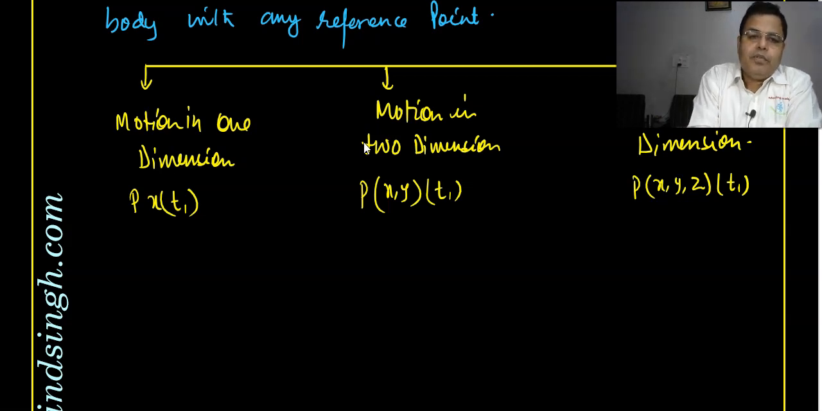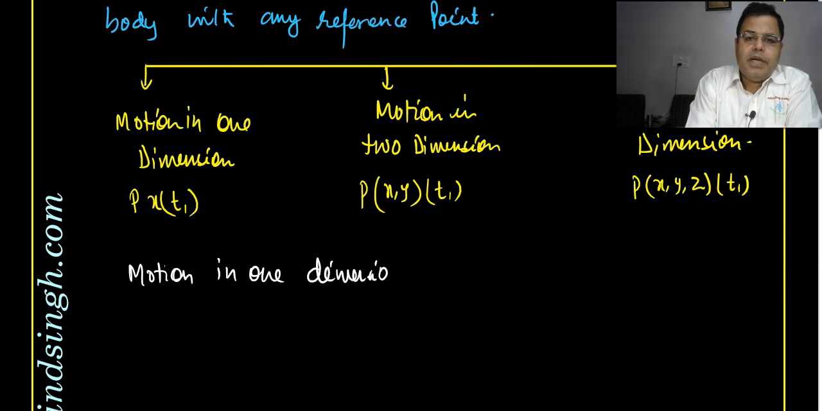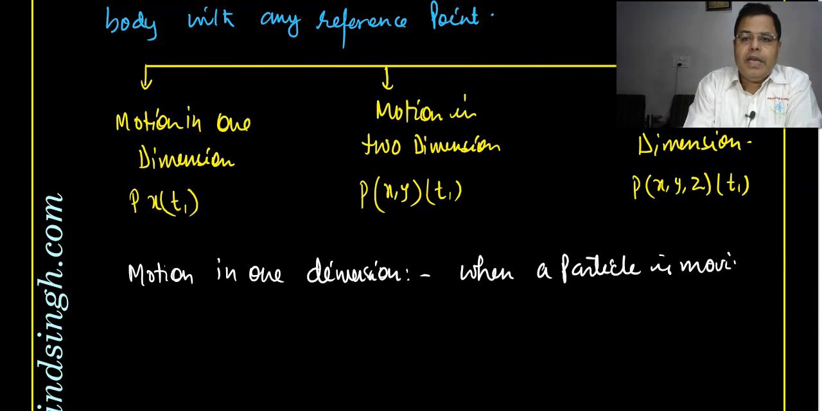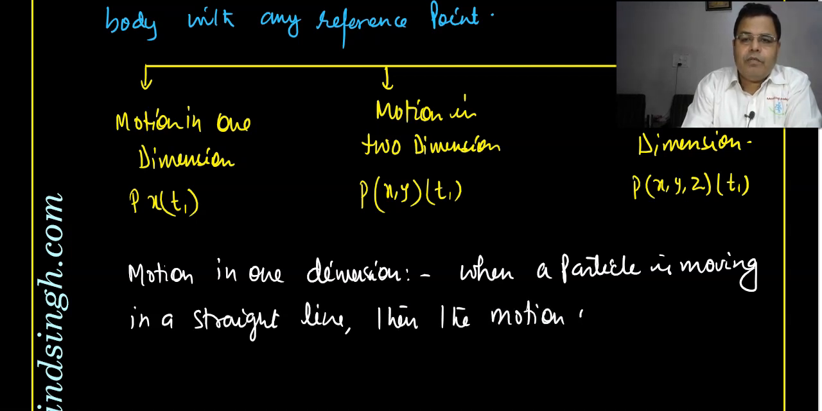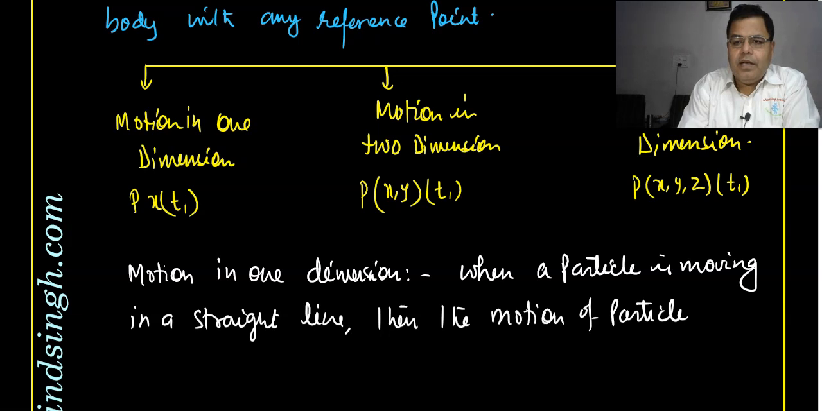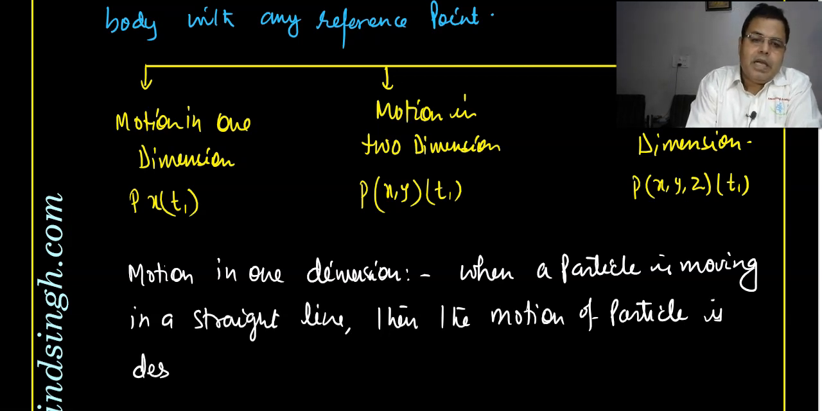It means motion in one dimension can be described further. The better way to describe it: when a particle is moving in a straight line, then the motion of the particle is called rectilinear motion, or motion in one dimension.